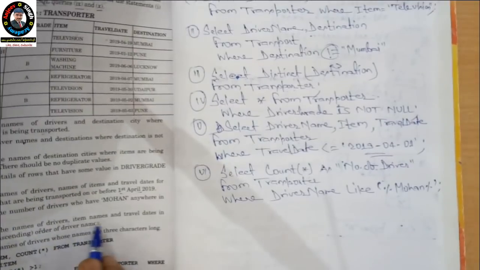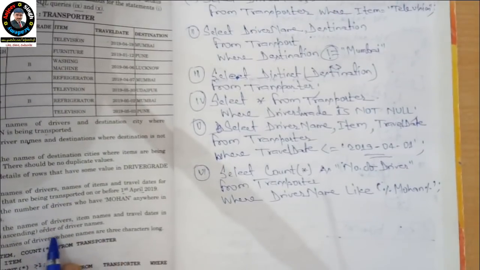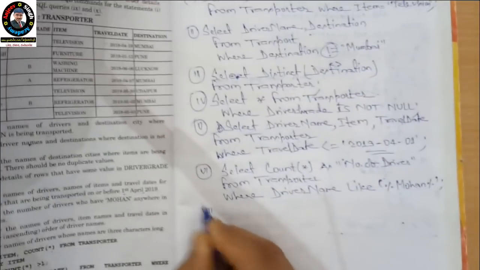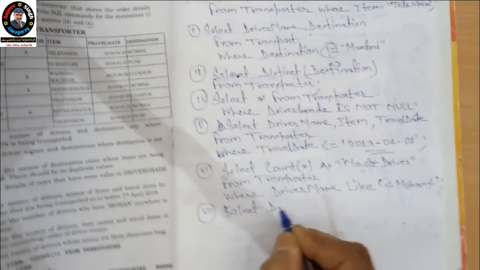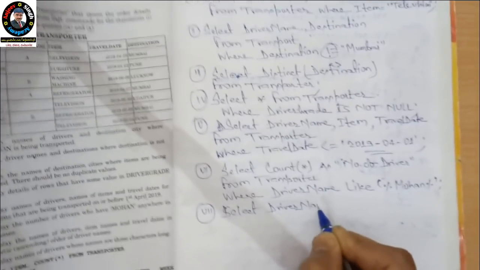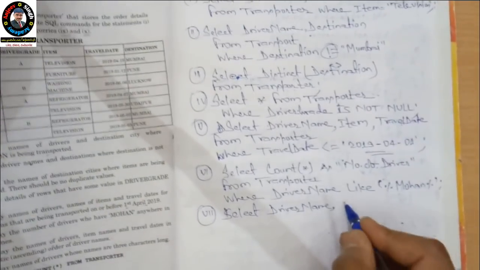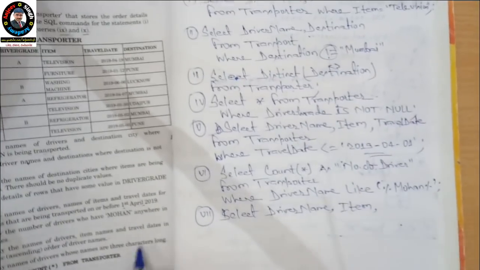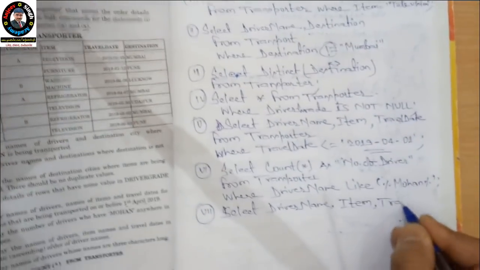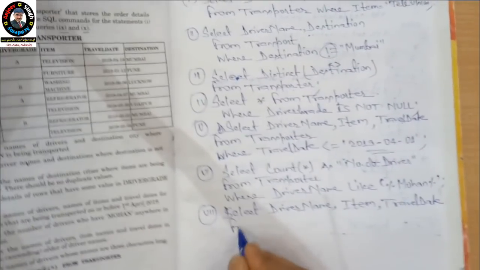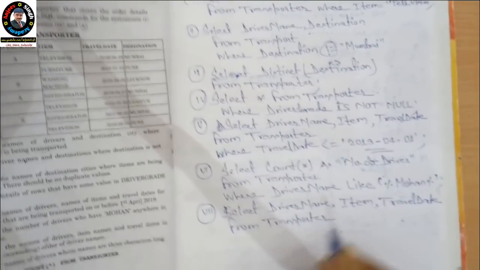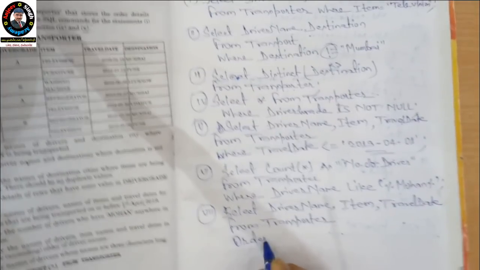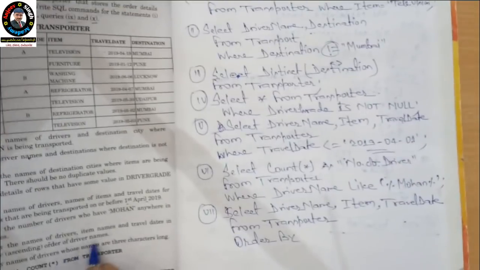To display the names of driver, item names and travel dates in alphabetic order of driver name, means ascending order. Okay, so display the name of driver: select driver name, comma, item name, item, comma, travel date from transporter order by driver name.